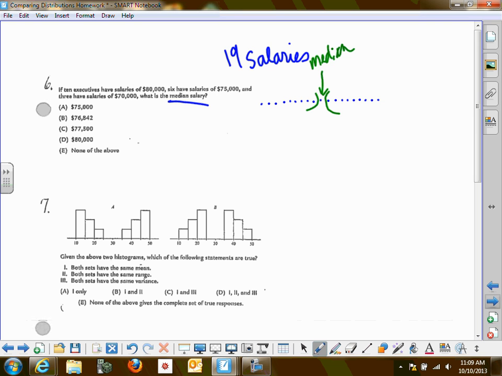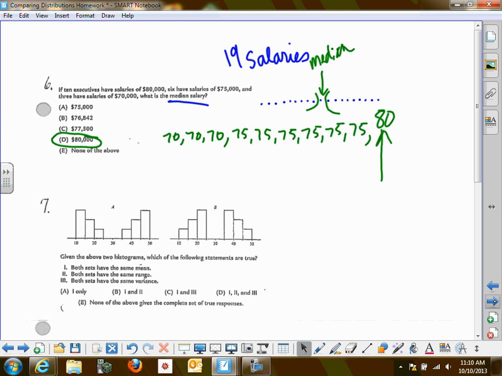But now hold on. You want to do this in order from least to greatest. So the first 3 items are 70,000. And then I have 6 of these. So then that makes 9 items. So therefore, what is the 10th one? 80. Okay, so 80,000 then is your median.